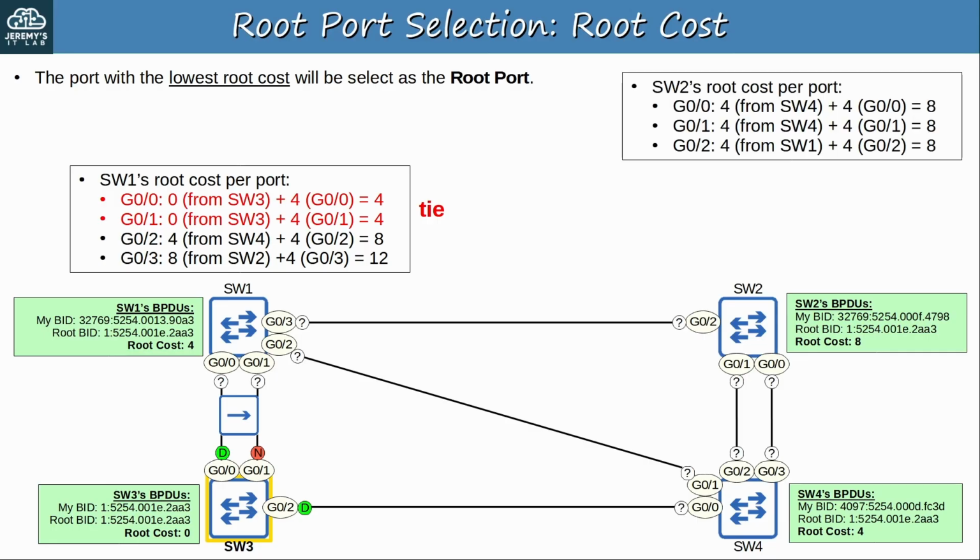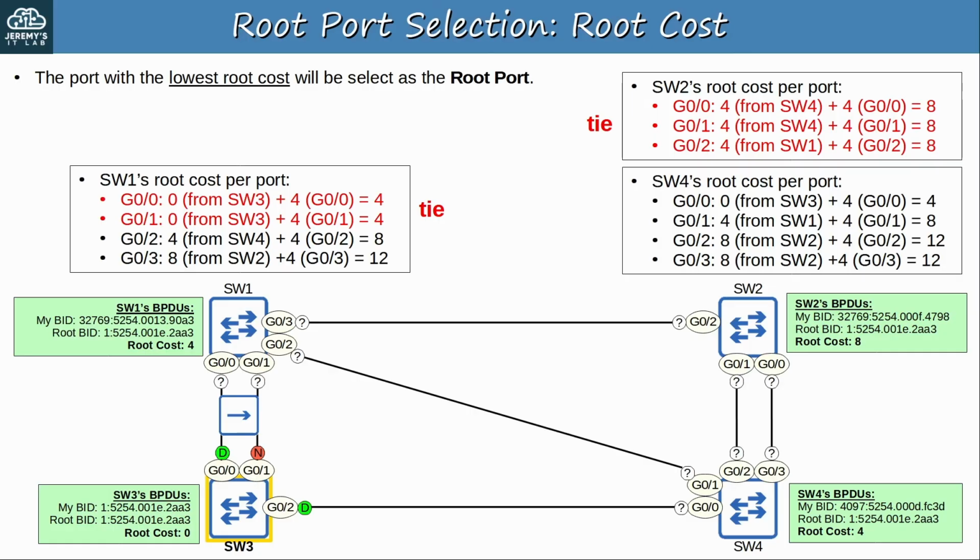Switch 2 is simple. Its root cost is 8 via all ports. It receives BPDUs with a root cost of 4, and then adds 4 for each interface. So all of switch 2's ports are tied. It can't select a root port yet either. And here is switch 4's root cost via each port. Of course, G0/0 has the lowest root cost, since it's directly connected to the root bridge. Therefore, switch 4 selects G0/0 as its root port.